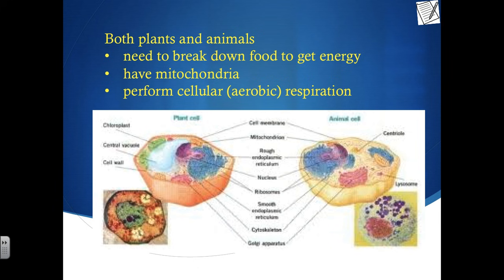This is just a summary. You don't have to write this down. Both plants and animals need to do cellular respiration. They need to break down food. They both have mitochondria. They both do cellular respiration.